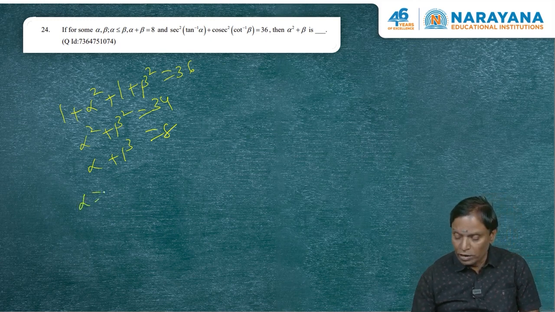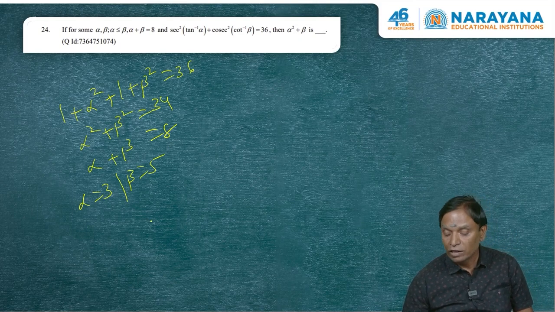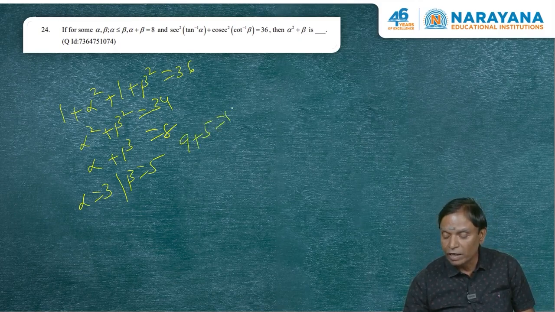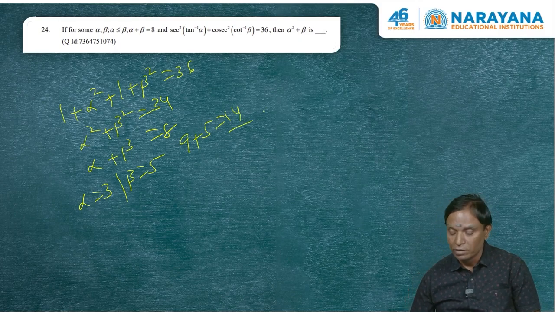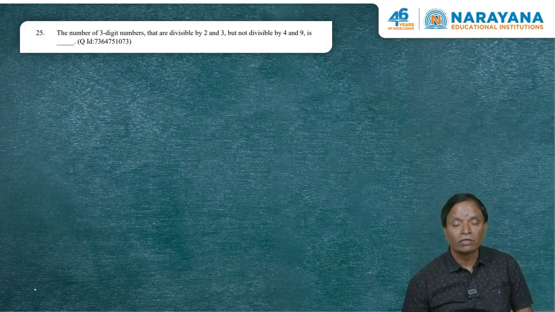Now you can solve these two equations. You will have alpha is equal to 3, beta is equal to 5. You are asked to calculate alpha square plus beta. Alpha square plus beta will be nothing but 9 plus 5, which is 14. Now let us go to the last problem.